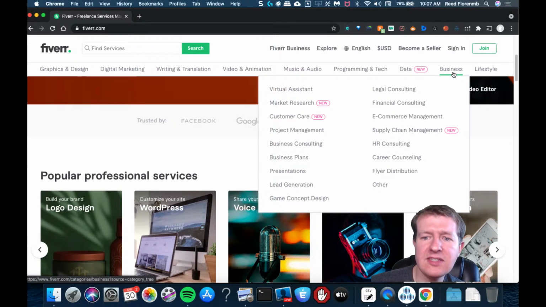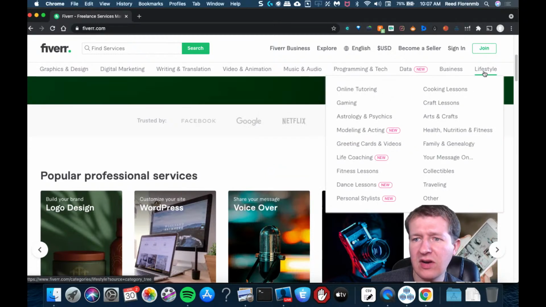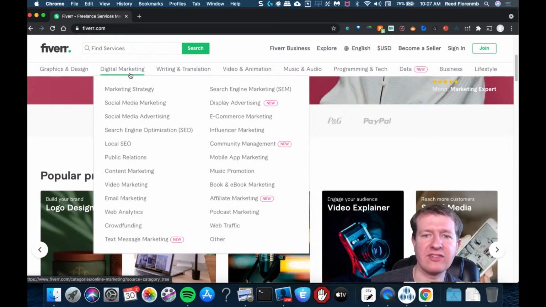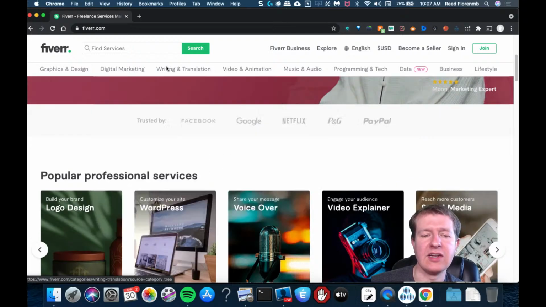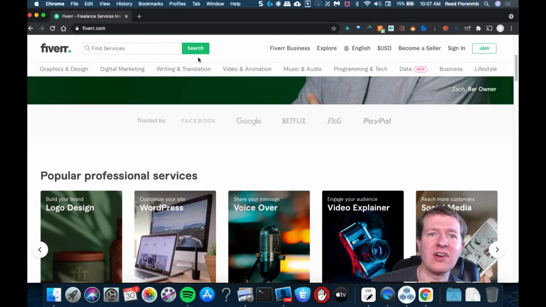Business, there may be some use, especially if you had the Surfer integration for market research. There may be something you could do there. Lifestyle, probably not, but I think your sweet spot would be writing and translation and digital marketing. There's a lot of categories there. You could definitely become the go-to expert for a certain subsection of Jarvis that you become good at and, you know, make a lot of money with Fiverr.